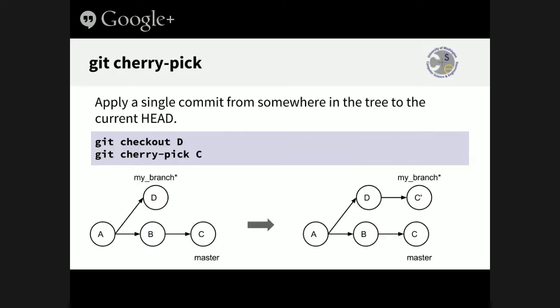So just use git cherry pick, and then you specify, let's say, what I should have done was git cherry pick B instead of C, but in this case you could cherry pick C. And instead of C here, you would type in the SHA-1 commit hash, like the first few characters, like we talked about before. And this will create a new commit that applies the changes that occurred in C to your current branch.